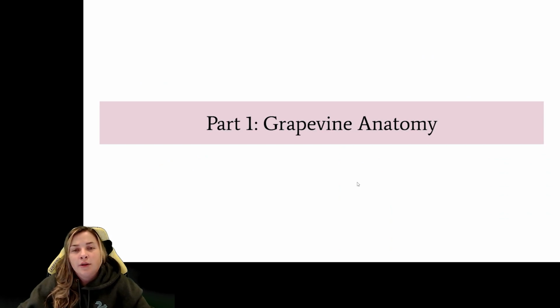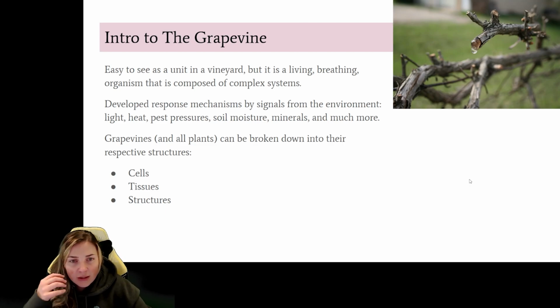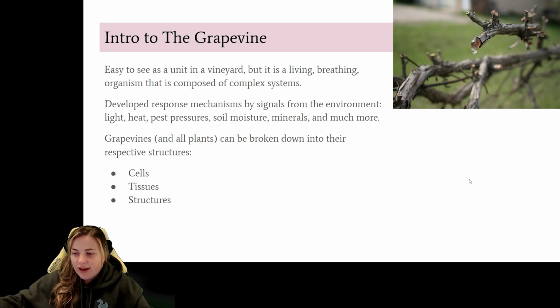So part 1, grapevine anatomy. So intro to the grapevine. Oftentimes, especially for me coming from the winemaking side of the industry, it's really easy to see the vines as just these things that exist and they just do their own thing and we just harvest the fruit when it's ready, right? But plants are very complex. They're living, breathing organisms, and they have lots of complex systems, right? Because they're rooted to the ground, their sensors and mechanisms are triggered by light and heat, pest pressures, soil moisture, minerals, and much more. Those are like the eyes, ears, mouth, and nose of the plant: all these signals and defense mechanisms they have in place and how they respond to the environment.